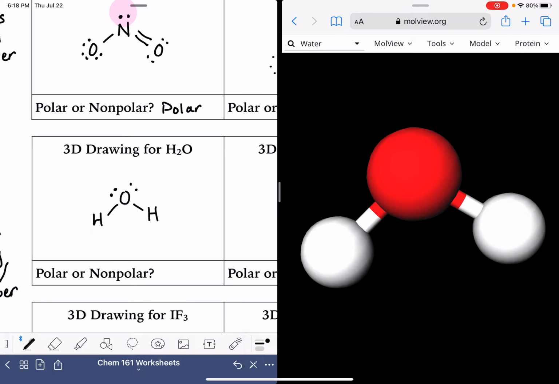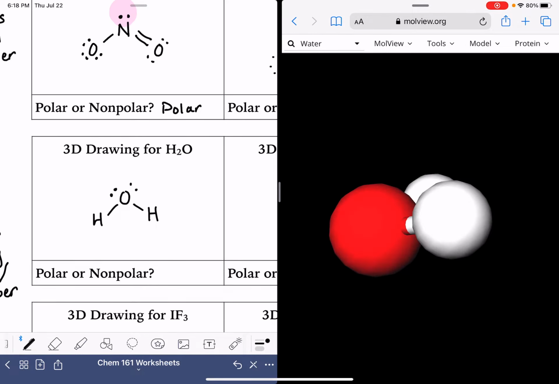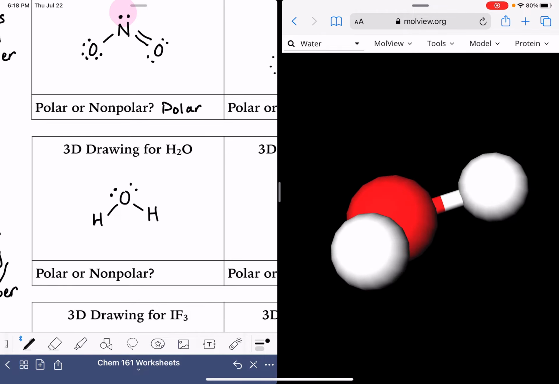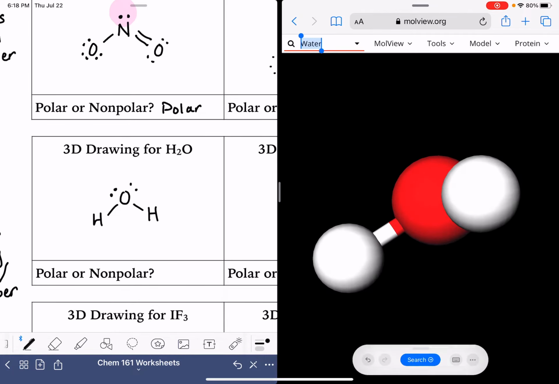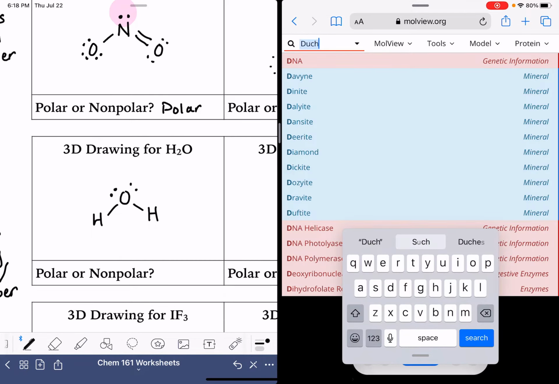So what do we do when there's 2 lone pairs? It's kind of tricky to visualize this in MolView because we can't see the lone pairs in MolView. So what I'm going to do is switch to a different molecule. So instead of water, I'm going to do dichloromethane.